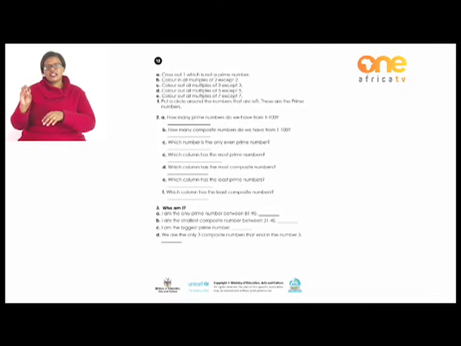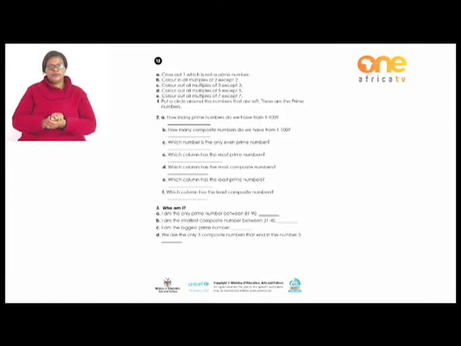B, I am the smallest composite number between 31 and 40. Which number do you think that is? So again, go back to your table and discover which number is the smallest composite number between 31 and 40. C, I am the biggest prime number. Now, obviously, this will mean the biggest from 1 to 100. So keep it within the table. In other words, in that table that you have just completed, which number is the biggest prime number?